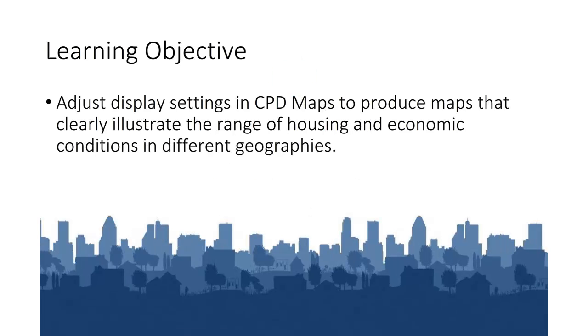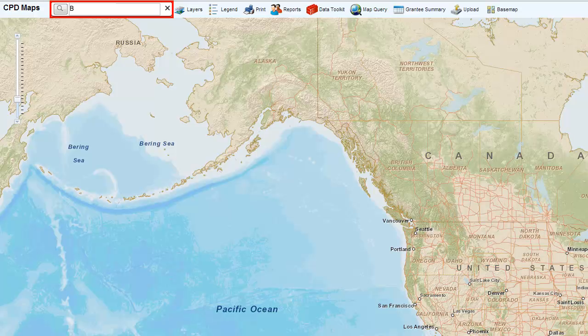At the end of this tutorial, you will be able to adjust display settings in CPD Maps to produce maps that clearly illustrate the range of housing and economic conditions in different geographies. To get started, let's open CPD Maps and select a jurisdiction.